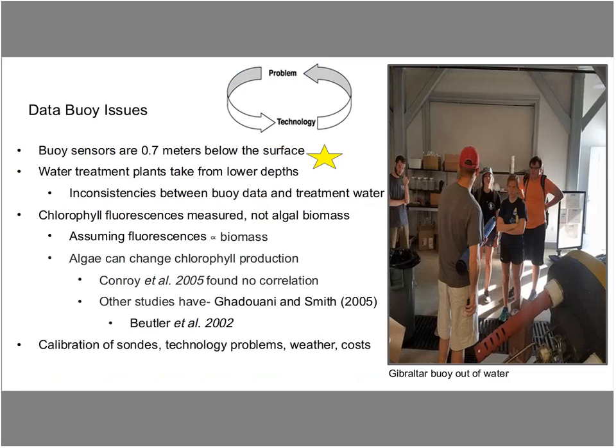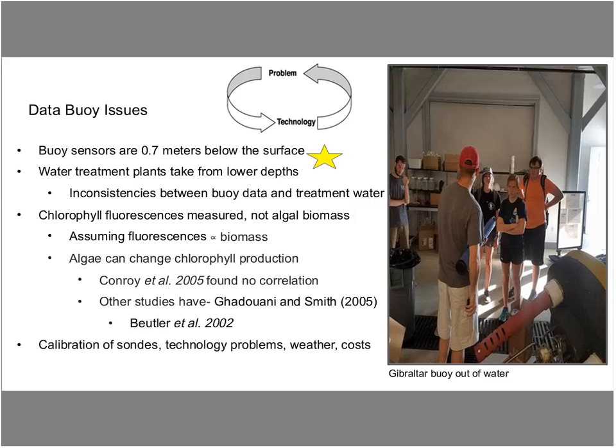The main issue that I was looking at was that data buoys measure at about a meter below the water, but water intake plants take from lower, 5 meters, 6 meters, it just depends. Also, we're not measuring algal biomass, we're just measuring chlorophyll fluorescence, and we're assuming that fluorescence is proportional to biomass, but some papers have found no correlation between algae biomass and fluorescence, while others have.